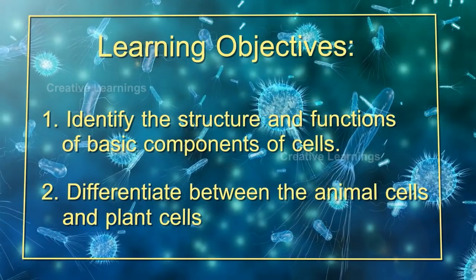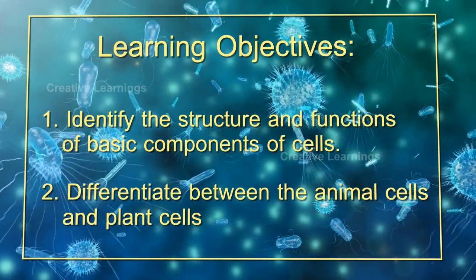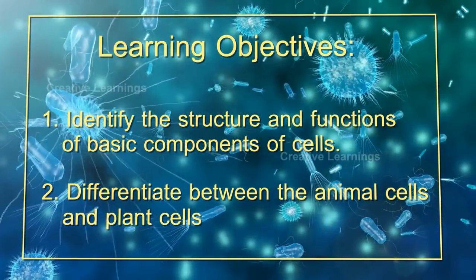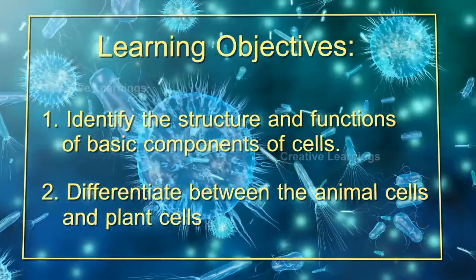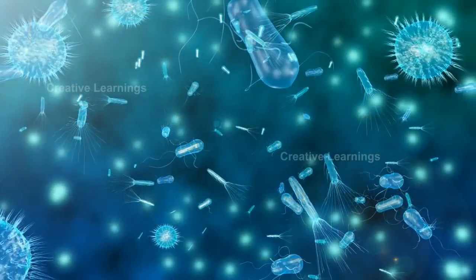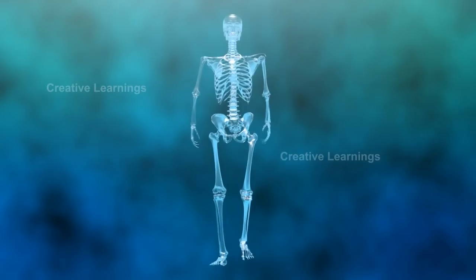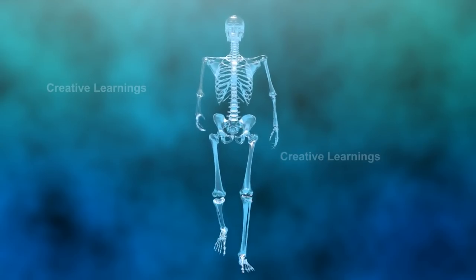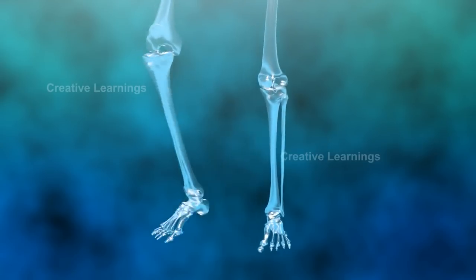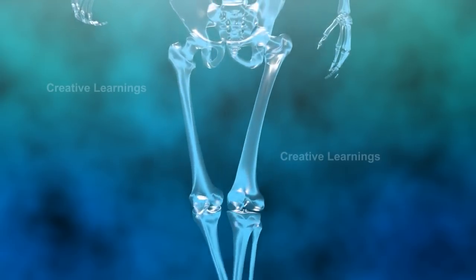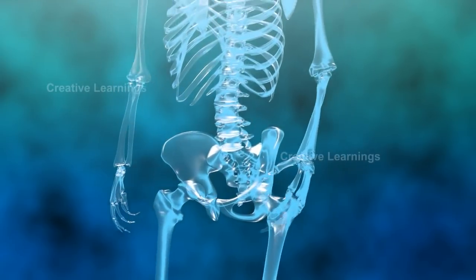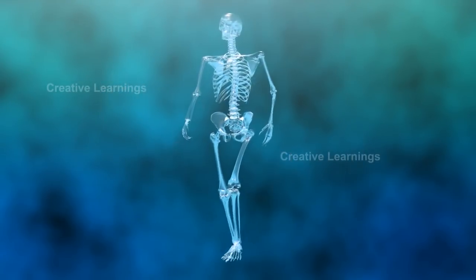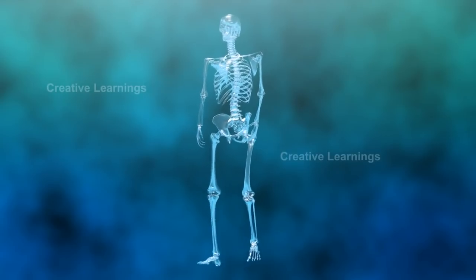Identify the structure and functions of basic component cells. Differentiate between animal cells and plant cells. Human beings are complex organisms made of trillions of cells which vary in their size and structure. They are organized into different forms and carry out specific functions.